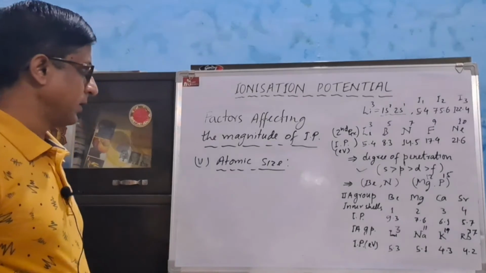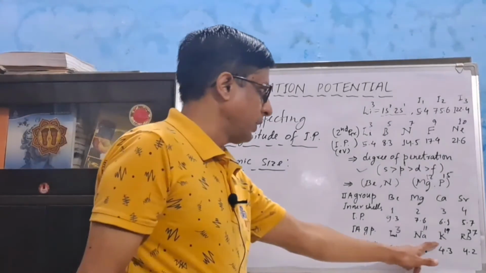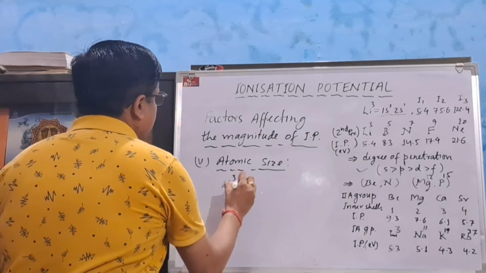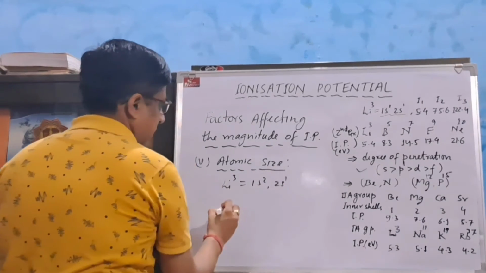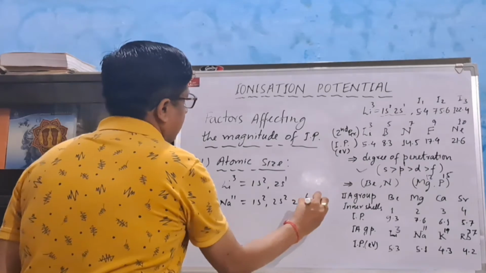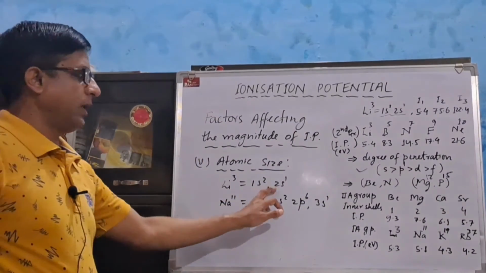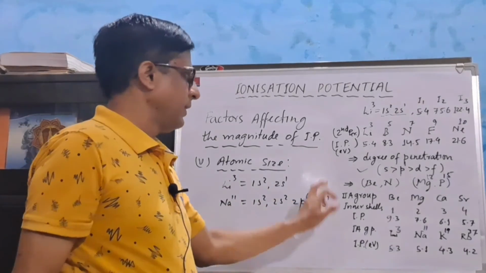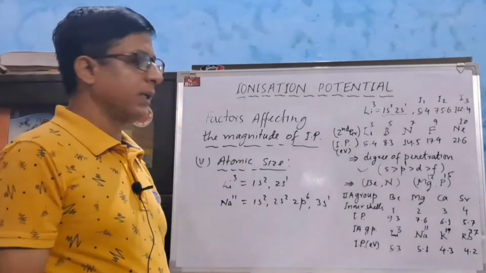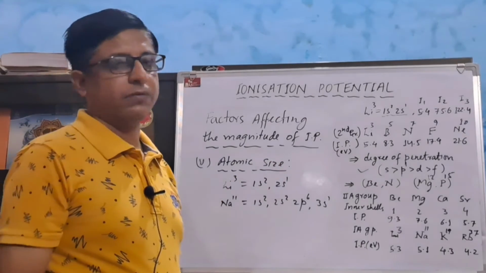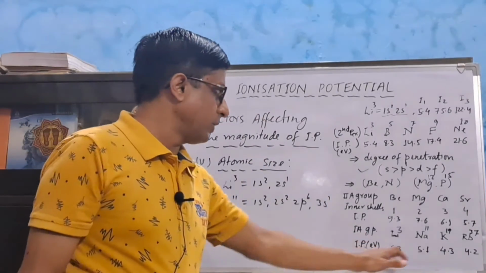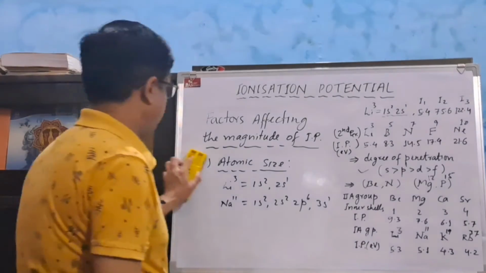This is due to the fact that the atomic size increases from lithium to sodium, the number of shells increases, therefore the distance increases. For example, lithium has 1s2, 2s1, and sodium has atomic number 11, 1s2, 2s2, 2p6, 3s1. Here the valency shell electron is in the second shell, but in case of sodium, the valency shell electron is present in the third shell. Therefore, the distance between the nucleus and valency shell electron increases. Therefore, the electrostatic force of attraction decreases. It becomes easier to remove the valency shell electron. Thus, the ionization potential decreases down the group.